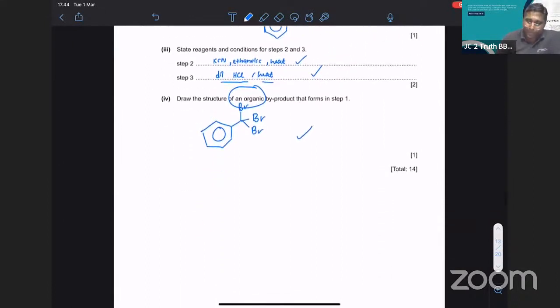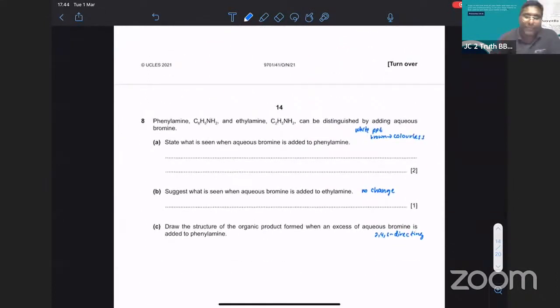Now next, number 8: phenylamine and ethylamine can be distinguished by adding aqueous bromine. Phenylamine is special because it is the one that will react with aqueous bromine. Ethylamine, an amine, does not react with aqueous bromine.